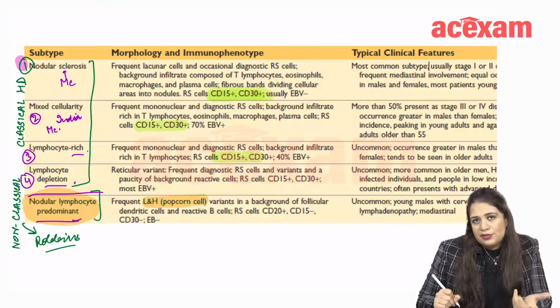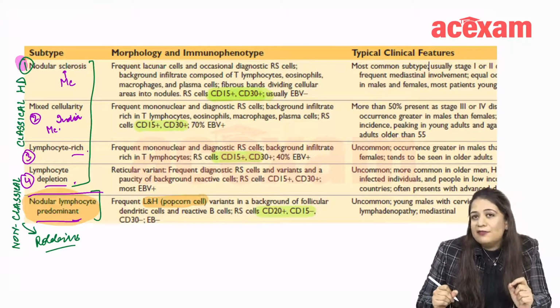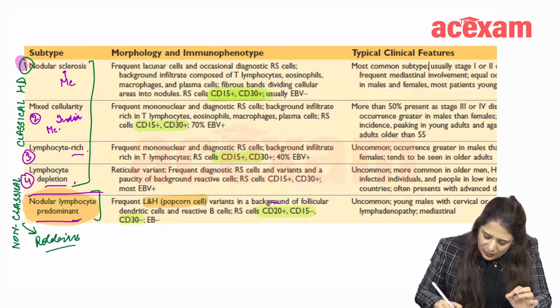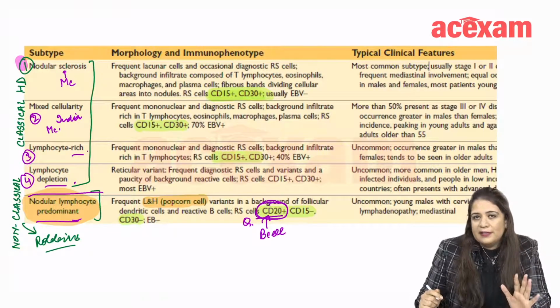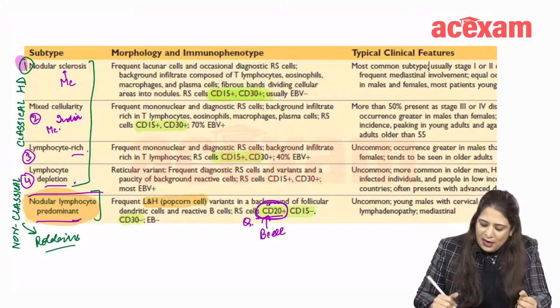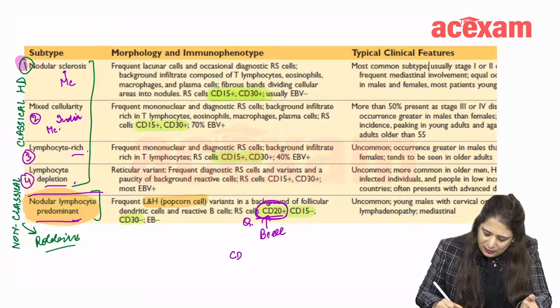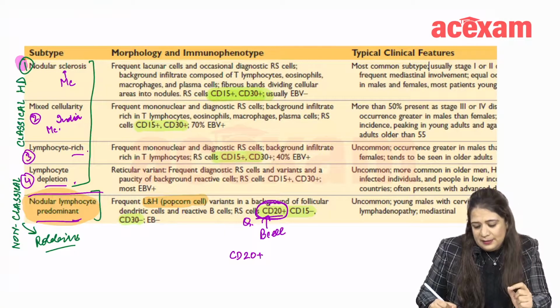like I told you, the non-classical is a different immunophenotype. That one is CD15 and 30 negative, but it is CD20 positive. CD20 is actually the B cell marker. So just remember, this has been asked in occasional previous exams, that is AIIMS, and it was asked in 2016 AIIMS that NLPHL is positive for CD20 but it is negative for 15 and 30.